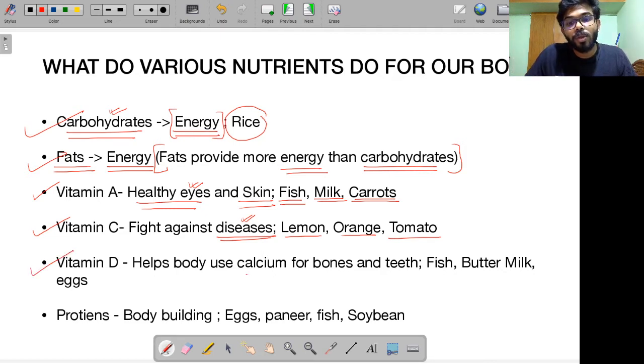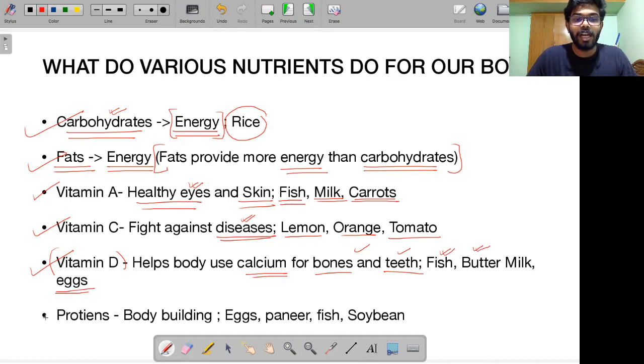This helps the body use calcium for making bones and teeth. Okay. So calcium is used to make what all? Your bones are made of calcium. Your teeth are made of calcium. For this, remember, your body has to use the calcium that is present to make bones and teeth, right? You have to use them to strengthen your bones and teeth. For this, vitamin D is very, very helpful. Where can you get good vitamin D? You get it in fish, you get it in buttermilk, you also get it from eggs.